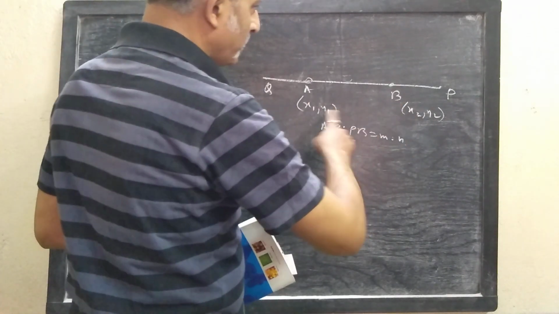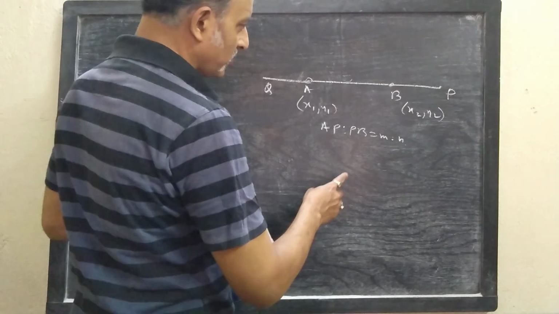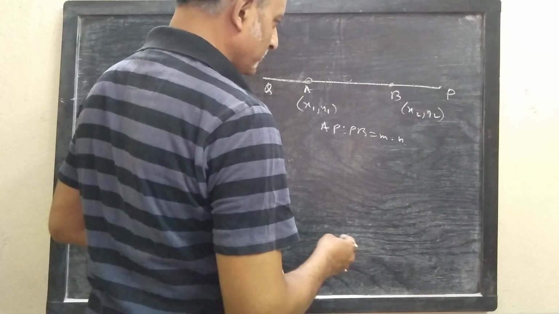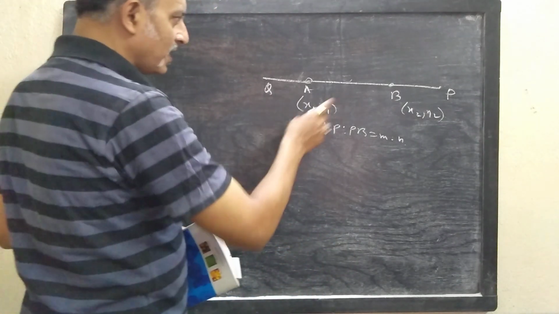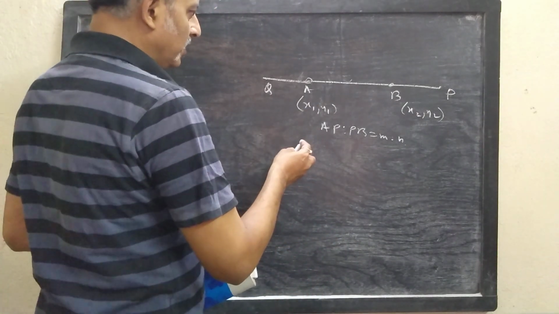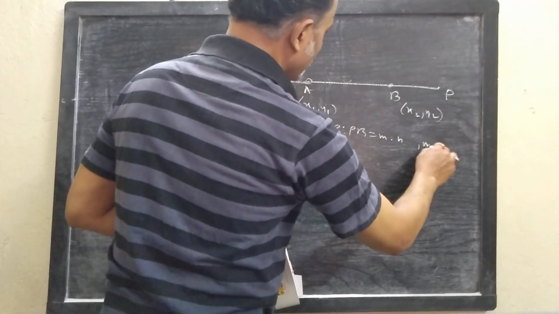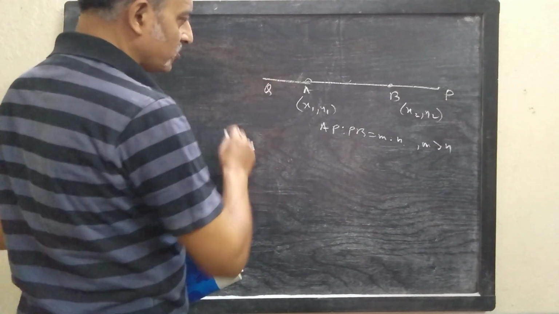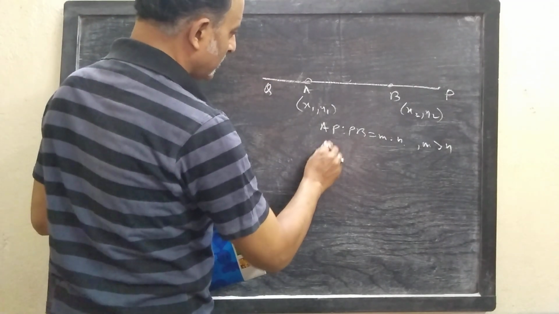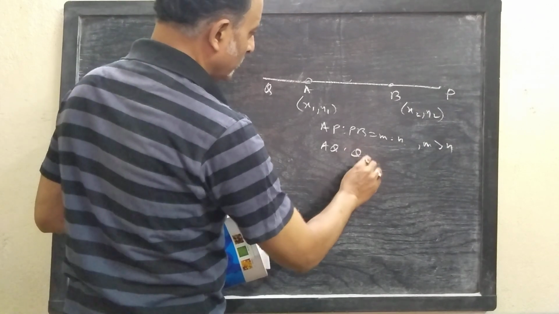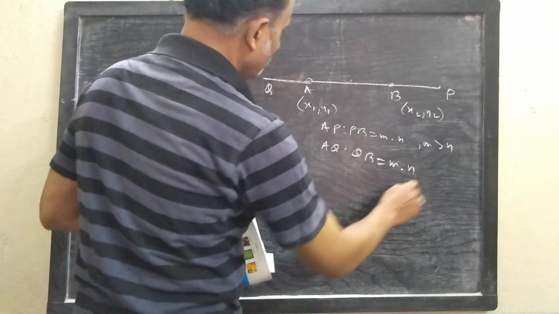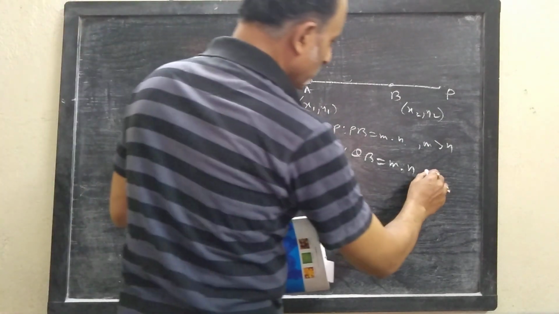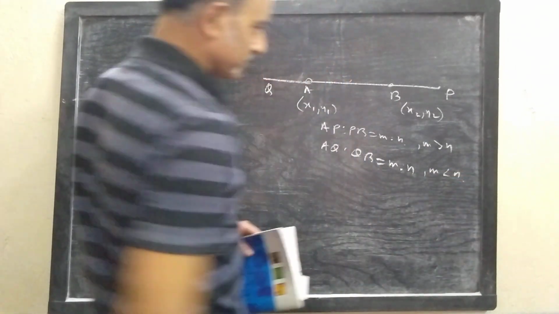In the first case, when P divides AB externally in the ratio m is to n, then the ratio will be AP is to BP, m is to n. And in the second case, when Q divides AB externally in the ratio m is to n, in the first case m is greater than n. Then the ratio will be AQ is to QB equals m is to n. In that case, look, AQ is less than QB, so here m will be less than n.